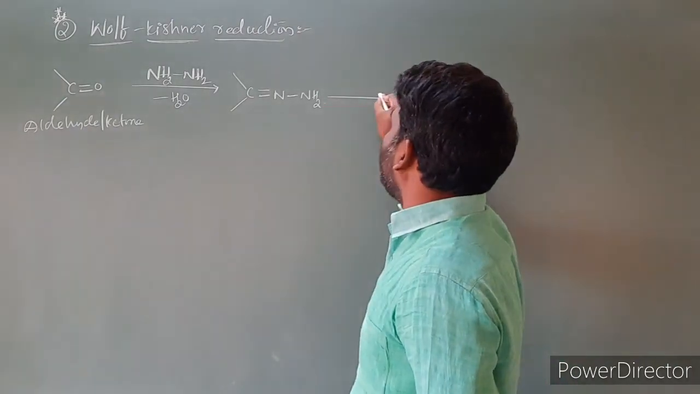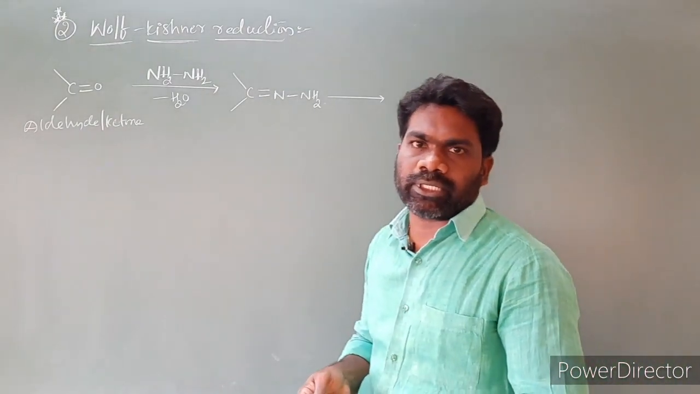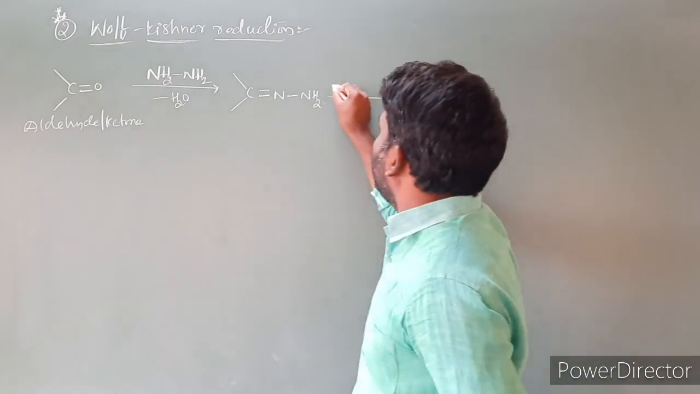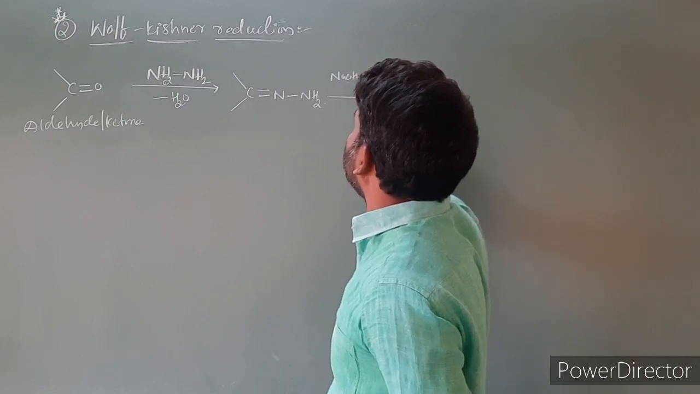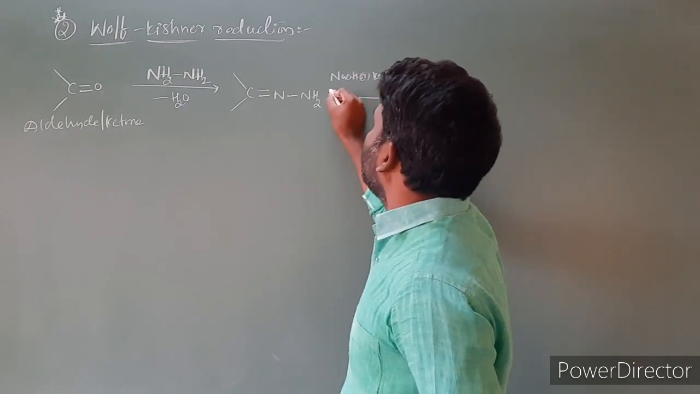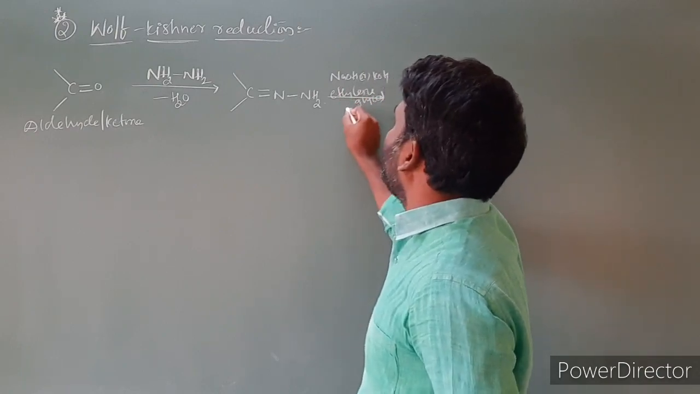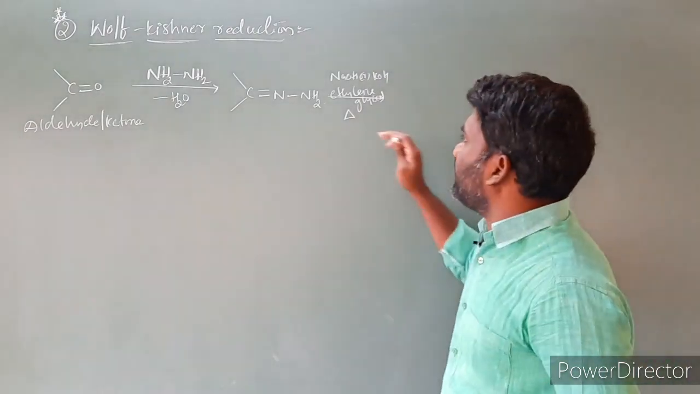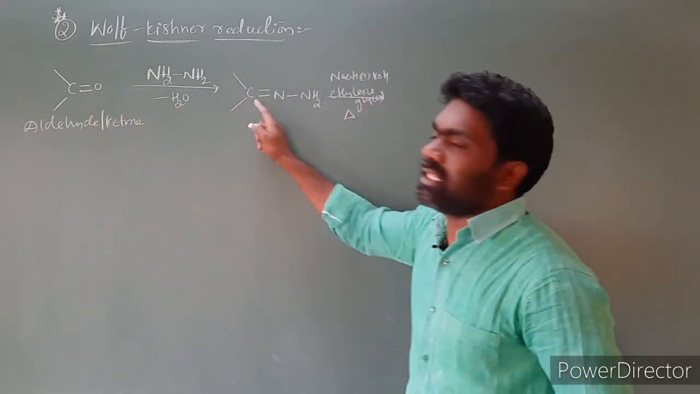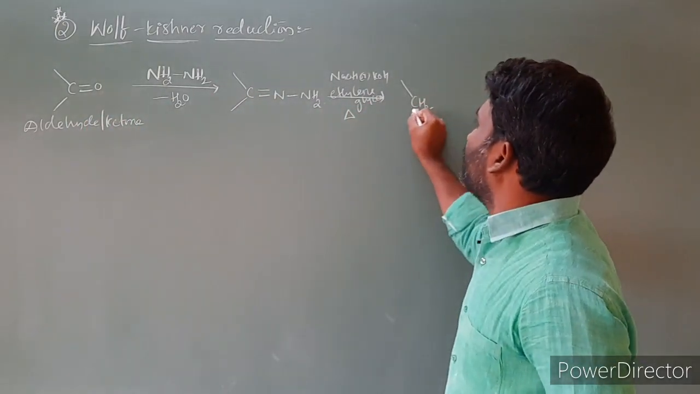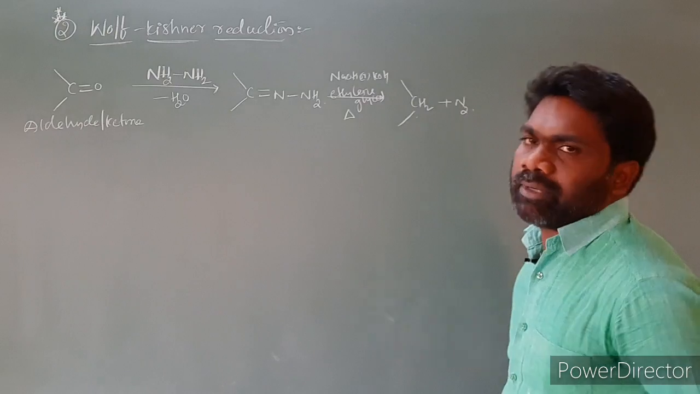Then this product we have to heat with sodium hydroxide or potassium hydroxide, KOH, in ethylene glycol, followed by heating. Then the product we will get has the C double bond group converted into the CH2 group. The nitrogen is eliminated in the form of N2. So this is the product formed in the reaction.